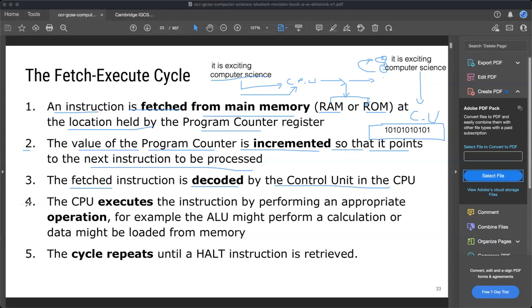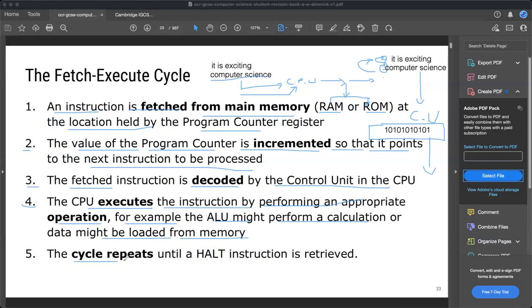Now the 4th one. The CPU executes the instruction by performing an appropriate operation. For example, the ALU might perform a calculation or data might be loaded from memory. But is there any calculation work in these 2 instructions? No, of course not, because computer science is simple data which is now decoded in ones and zeros. So from the control unit, the instructions will be passed.